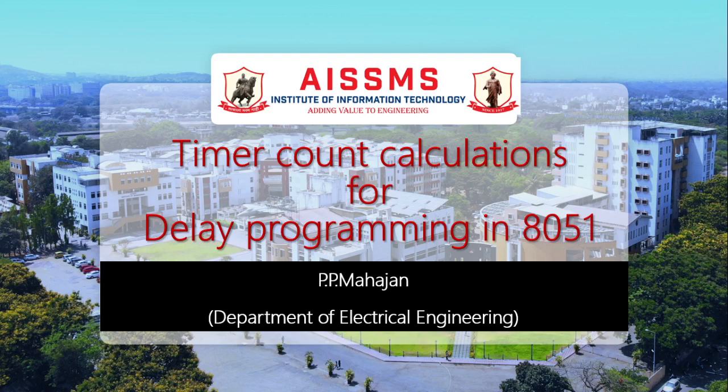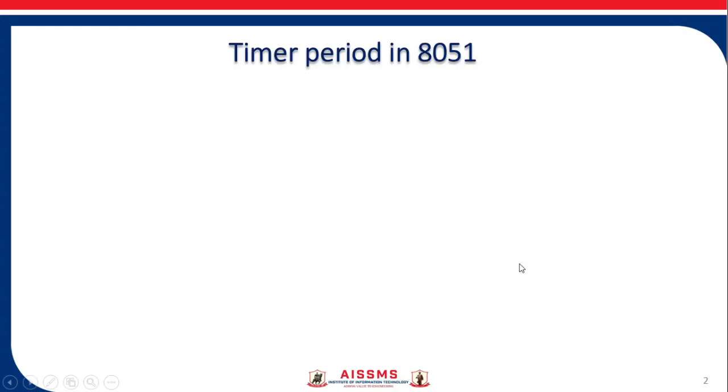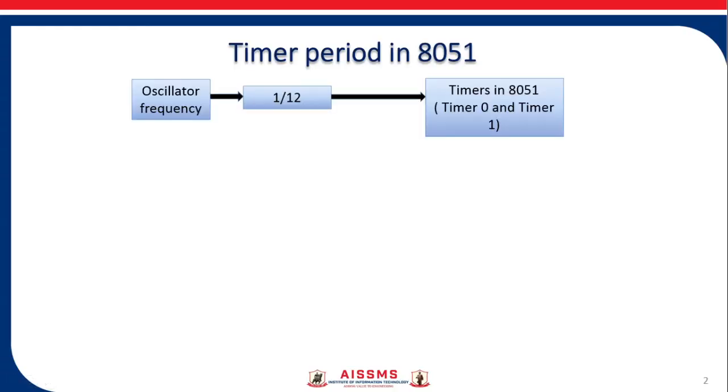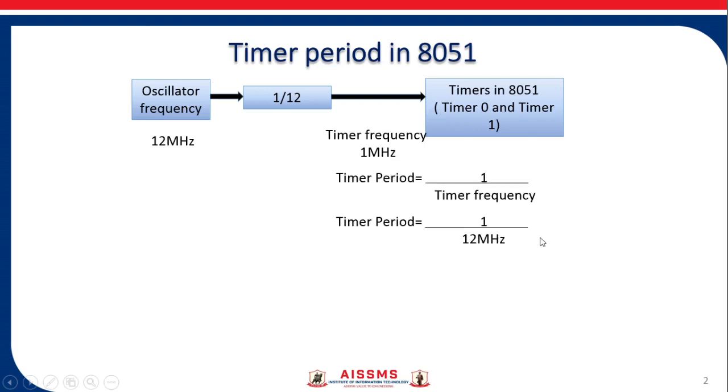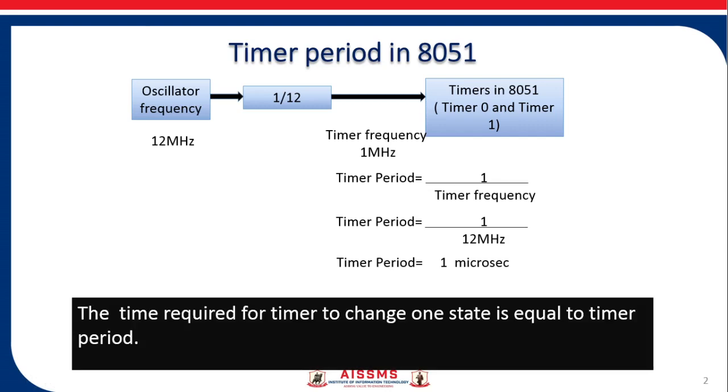In 8051, there are two timers, timer 0 and timer 1. The frequency at which the timers work is oscillator frequency divided by 12. So if the oscillator frequency is 12 megahertz, the timer will work at 1 megahertz. Then the timer period is 1 upon 1 megahertz, which gives you 1 microsecond. What this means is that timer 0 or timer 1 will take 1 microsecond to count one state.